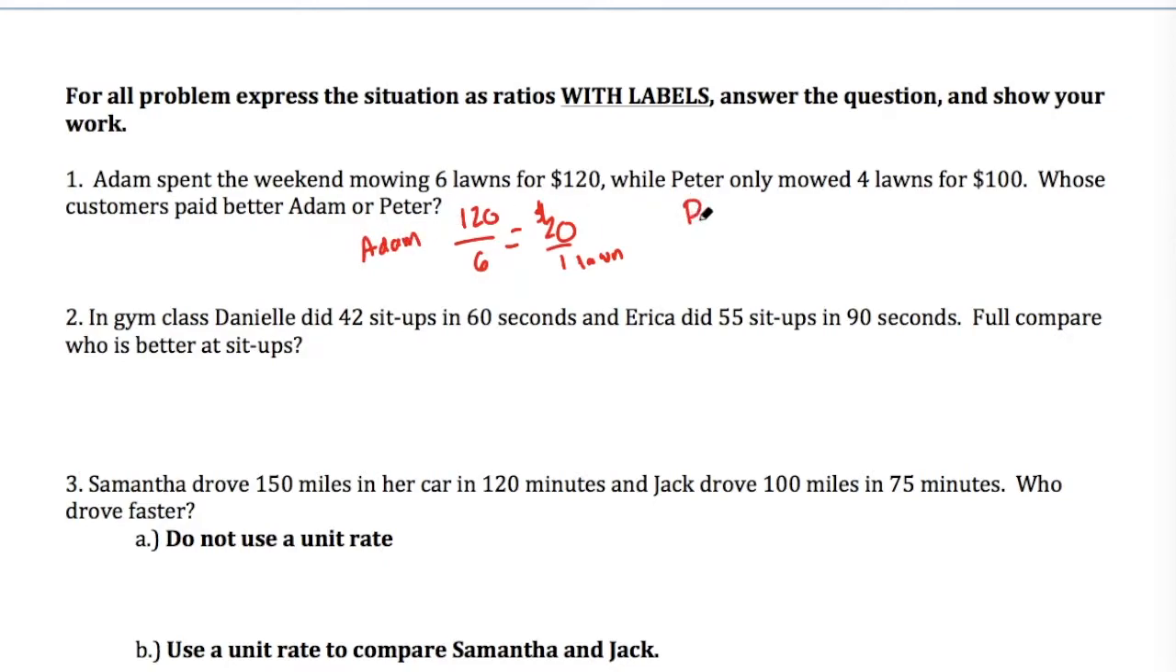And then for Peter, Peter starts off with $100 per 4 lawns. And if we reduce that, he gets $25 for 1 lawn. So whose customers paid better? It would be Peter's customers. Peter got $25 for each lawn, as opposed to Adam, who only got $20 per lawn. So Peter's customers paid better. Now, yes, Peter did mow fewer lawns. Adam earned more money on the weekend, but for the amount of work he did, Peter got paid better.